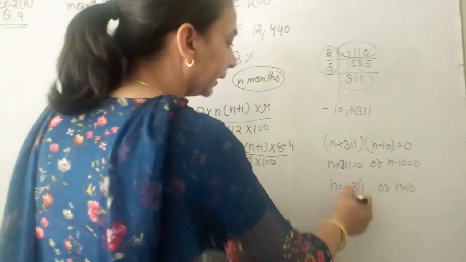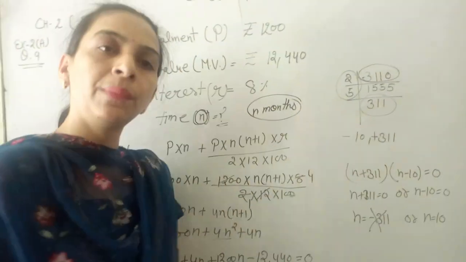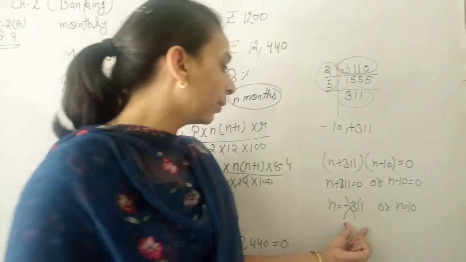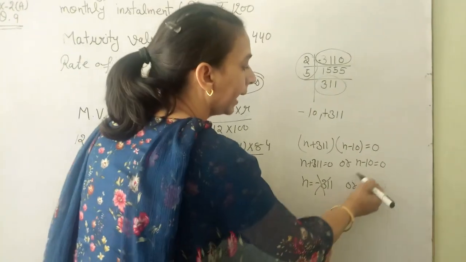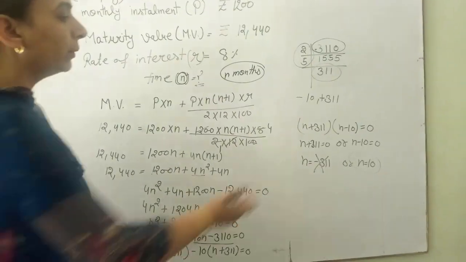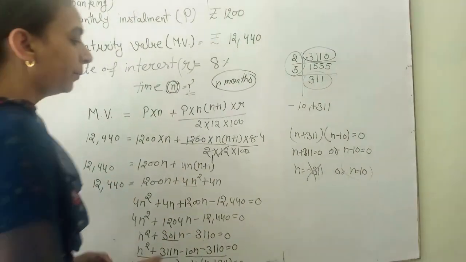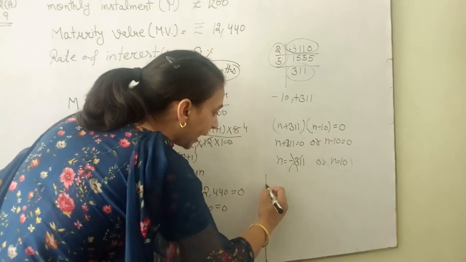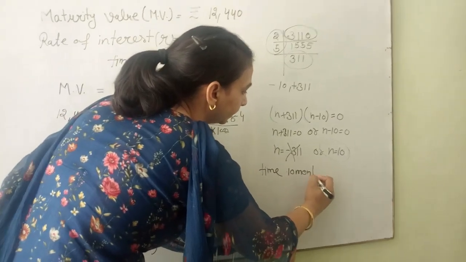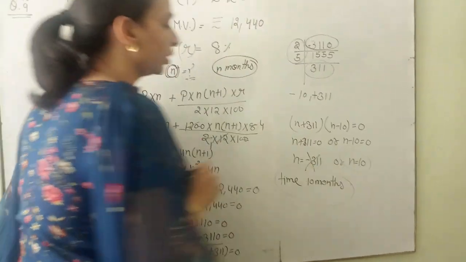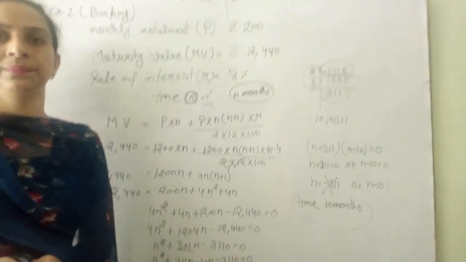Students, we reject n equals minus 311, because n is the number of months and there is no negative number of months, so we reject it. We take n equal to 10. What is n? n is the number of months, so the answer is time period equal to 10 months. Okay, this is question number 9. Again, I will take the next question.